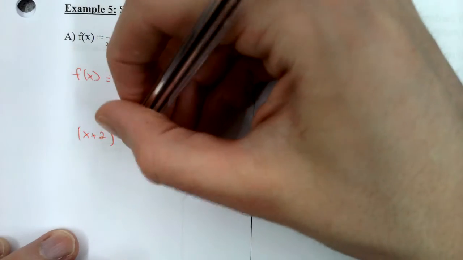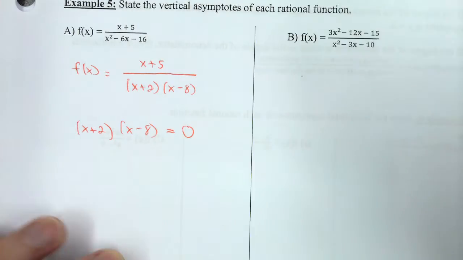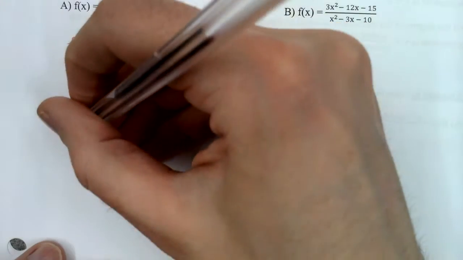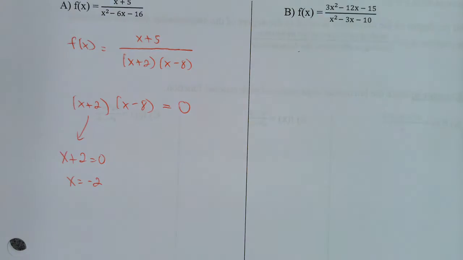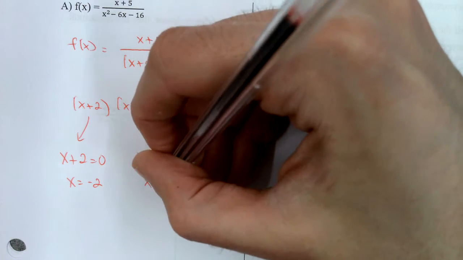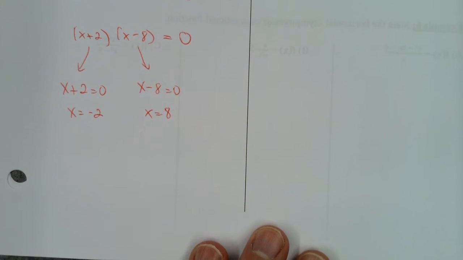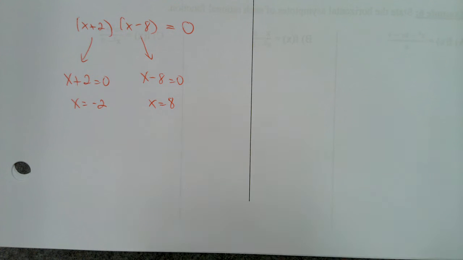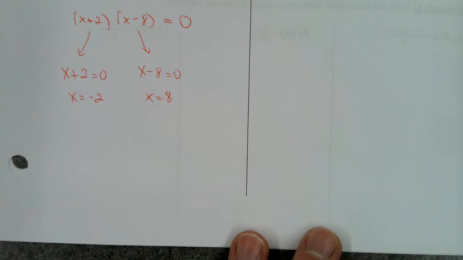x plus 2. Solve each one. Either x plus 2 equals 0, which means x equals negative 2, or x minus 8 equals 0, which means x equals 8. So those are the vertical asymptotes, okay? These are my two vertical asymptotes. These are basically what x cannot be, remember? Because the denominator cannot be 0. So it's kind of like the domain problems, but you do have to be careful. So the vertical asymptotes are going to be x equals negative 2 and x equals 8.